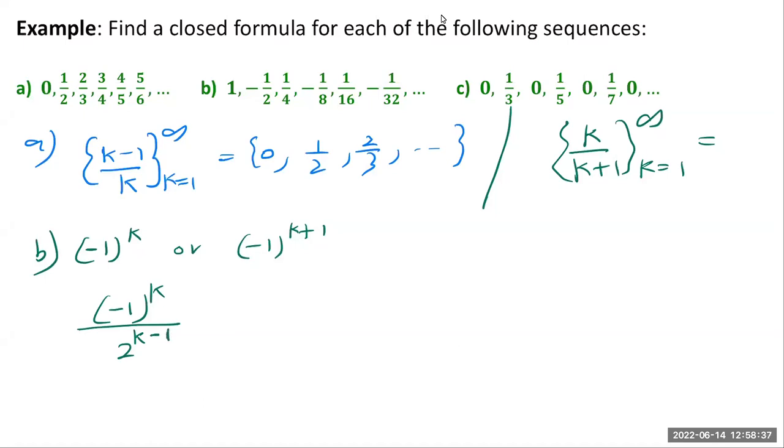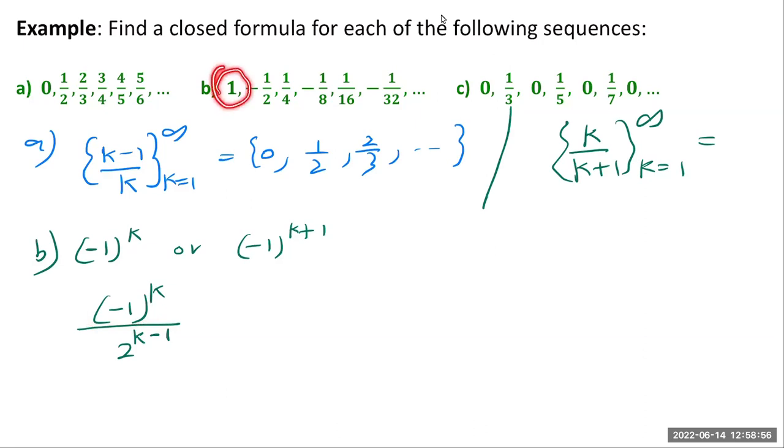Now, if you plug in k is equal to 1 here, 1 minus 1 is 0, 2 to the power 0 is 1. That's exactly what I want here. Okay. And then what about in the numerator? Is this the right term that we need to put here? Well, let's figure that out.